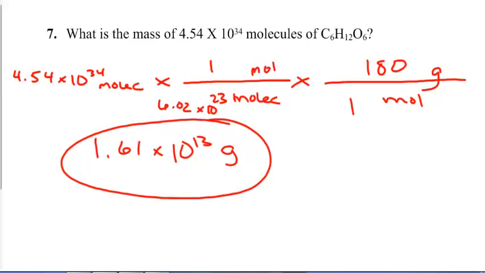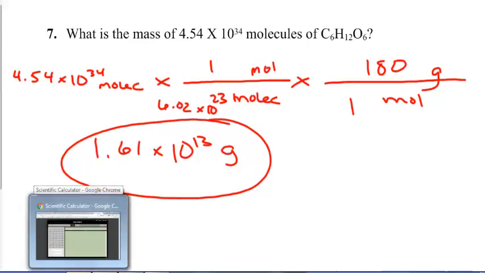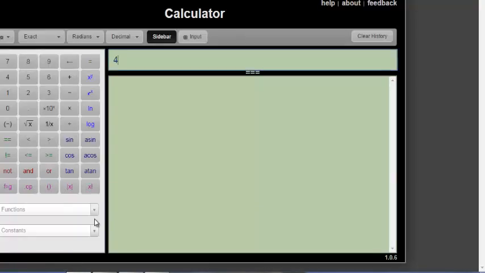When you solve, this one's a little tricky because this exponent will not be right if you put it in the wrong way. So we start off with 4.54 times 10 to the 34th. Remember, we're going to put it in 4.54 times 10. We're going to use that x to the y or caret key, whatever you have on your calculator, 34th power. Then we're going to divide.